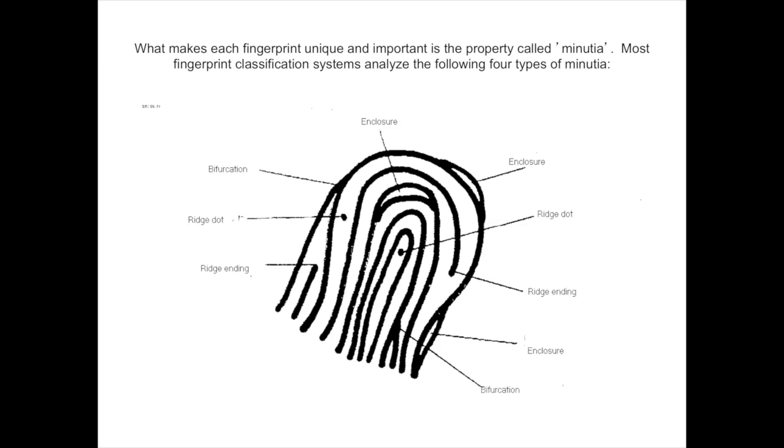So if we look at the example on the screen, you'll see things. For example, we see a ridge ending. We see bifurcation. We have an enclosure. Another ridge ending, another enclosure, another bifurcation. We call this a ridge dot. And these are the tiny sub patterns that actually make up the fingerprint.